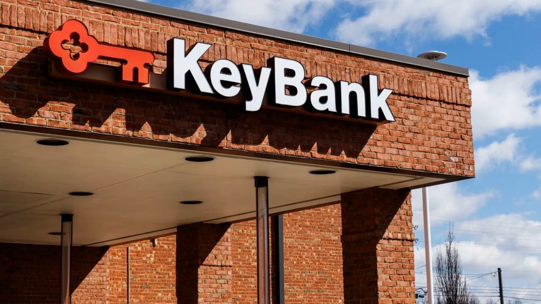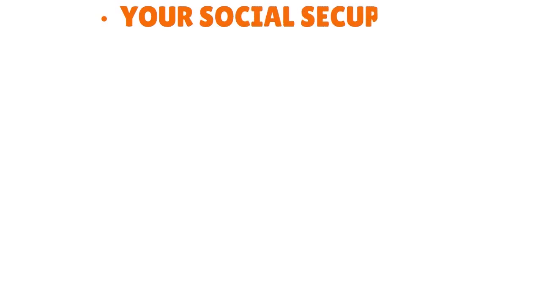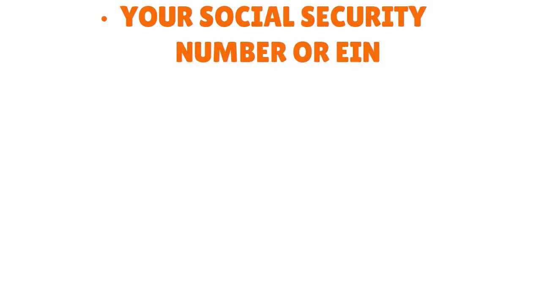But when we talk about applying for a business account at KeyBank, you've got to think about having your social security number or EIN. EIN stands for employer identification number, right? That's like a social security number for your company that you get from the IRS. So you've got to have that. Your social is what you use if you want to apply as a sole proprietorship.